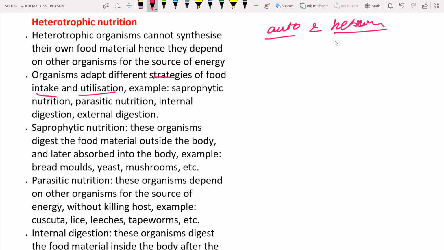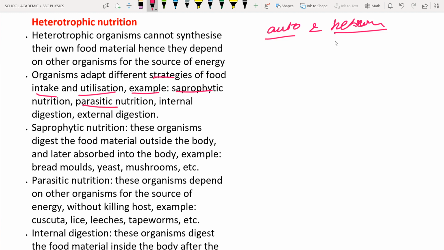What is meant by utilization? Using the food material for the proper functioning or growth of the body is known as utilization. For example, saprophytic. The first one is saprophytic. Saprophytic nutrition means these organisms depend on dead and decaying organisms for nutrition.